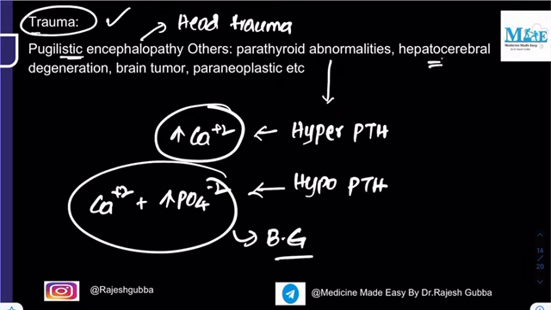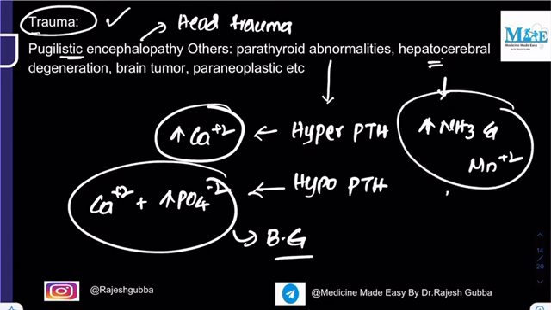Then hepatocerebral degeneration. Basically, in hepatocerebral degeneration, there is hepatic dysfunction. Because of hepatic dysfunction, there will be an increase in the levels of ammonia as well as another important substance, that is manganese. Both ammonia and manganese are very toxic to the brain, right? They are very toxic to the cerebral neurons, particularly the basal ganglia, and that will cause a decrease in dopamine levels, causing what is called Parkinsonism.